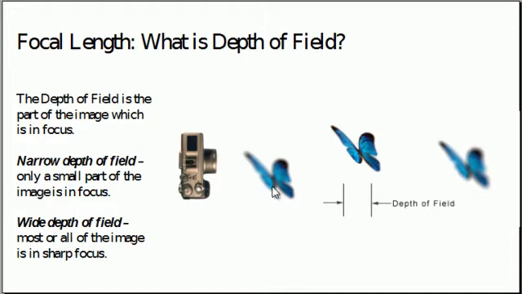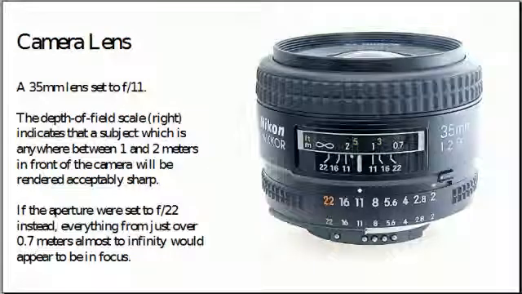Any butterfly here will be blurred, any butterfly here will be blurred. Conversely, if you have a wide depth of field, then all the butterflies will be in focus. That's the key difference between the two. Typically, a 35mm lens has a depth of field scale on it, if you're thinking in camera terms.